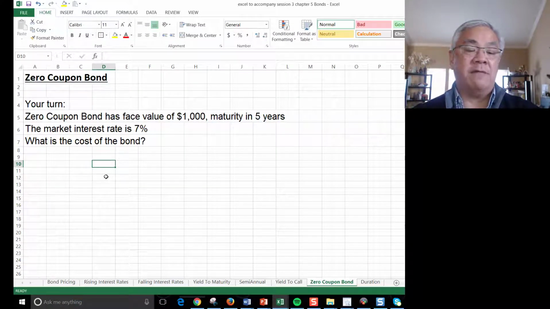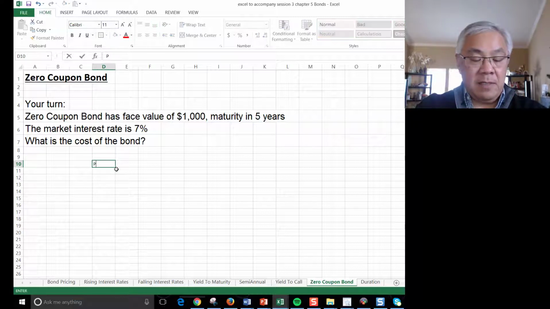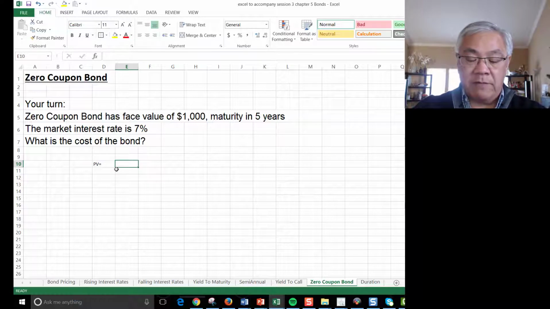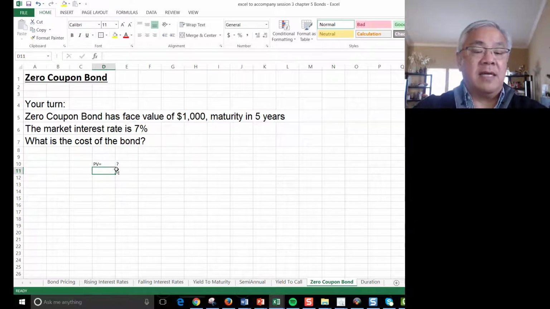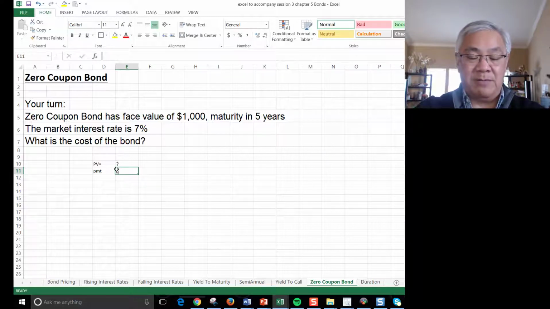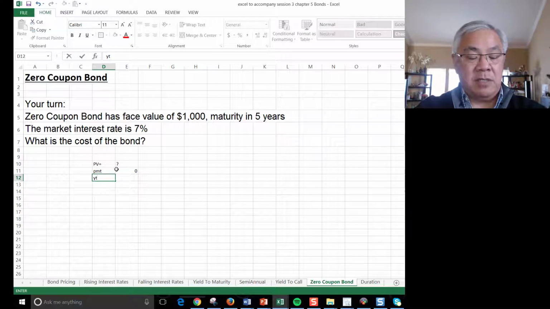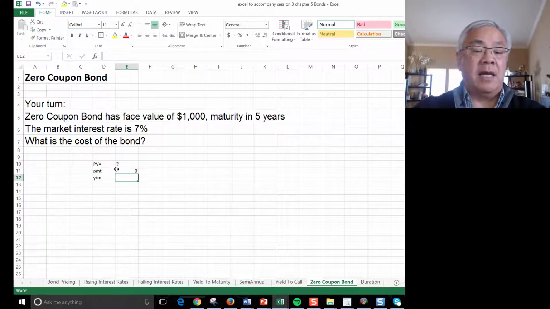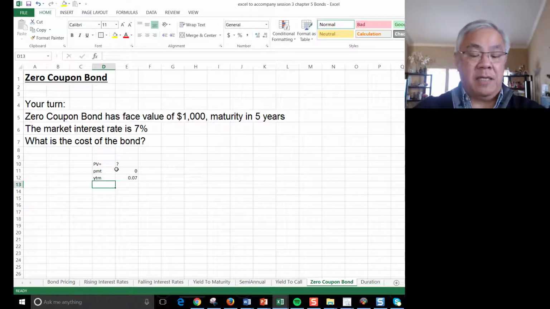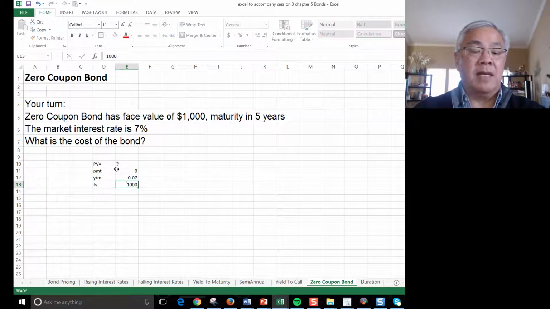Imagine this. We have a PV, which is the question mark, right? Because we're solving for it. The next thing is we have a payment. In this case, what's the payment? 0, right? 0 coupon. Next is what's the interest rate? So here I'll just put you to maturity, and that is 0.07. And then the FV in this case, which is the final payment, is $1,000. And we're ready to go.